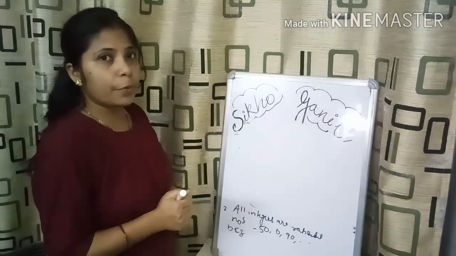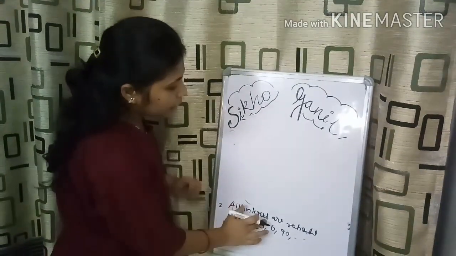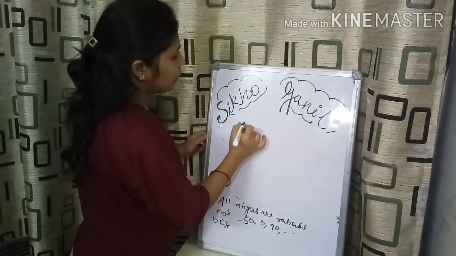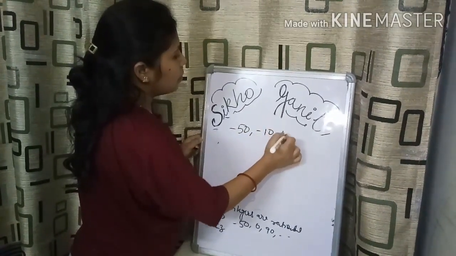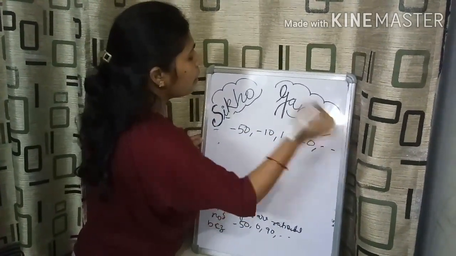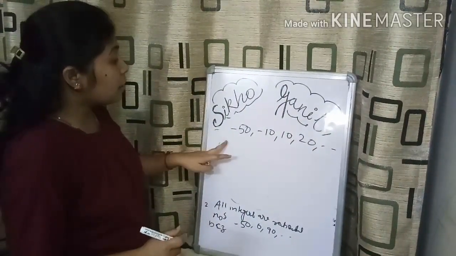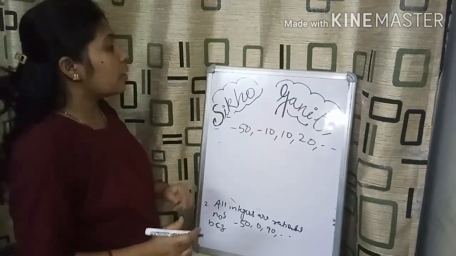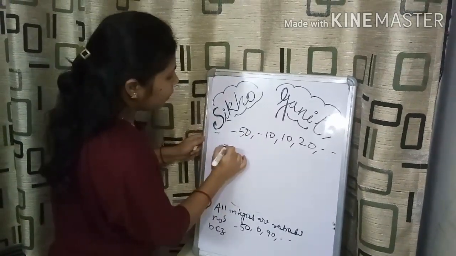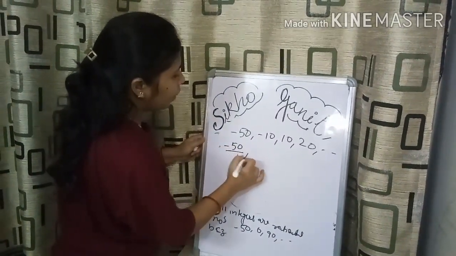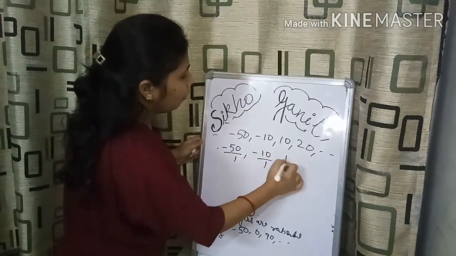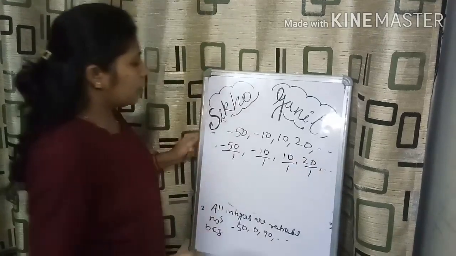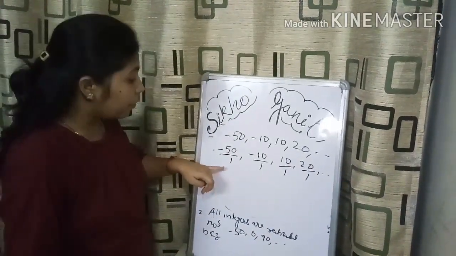The second important point is all integers are rational numbers. What is an integer? Minus 50, minus 10, 10, 20. These are integers, and these are the rational numbers. How can we say that these are rational numbers? Because we can write them in the form of P by Q. If nothing is there in the denominator, what does it mean? In the denominator there is 1.